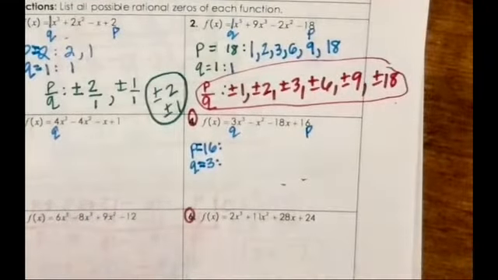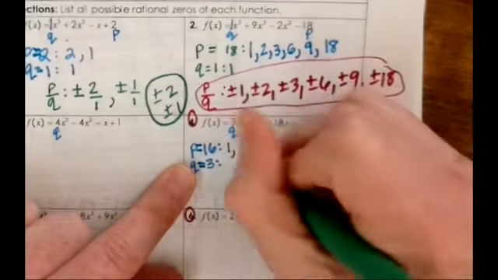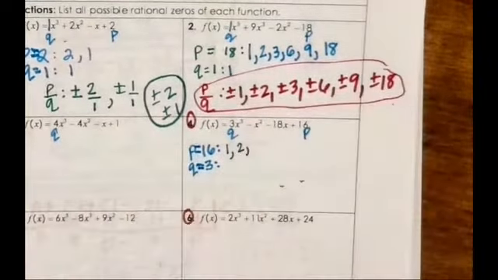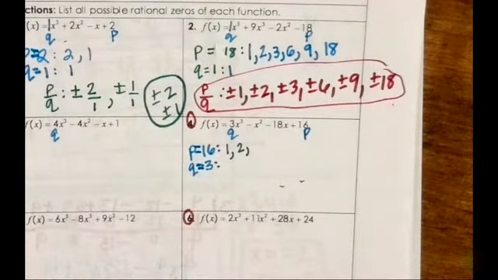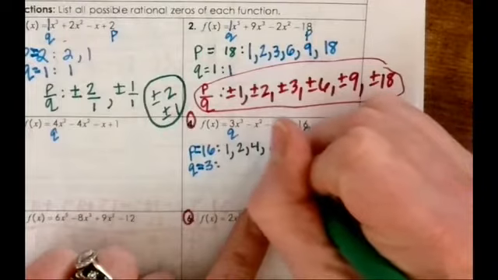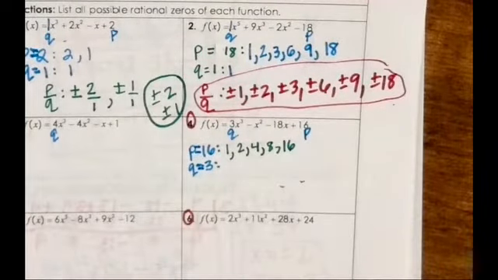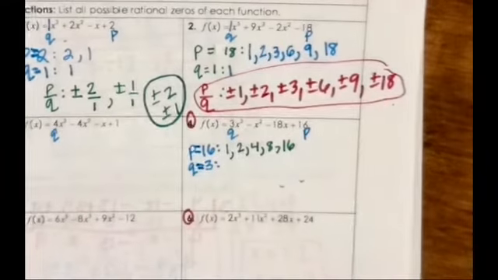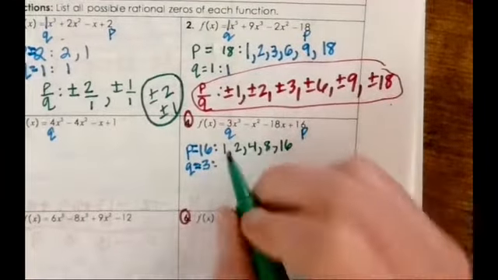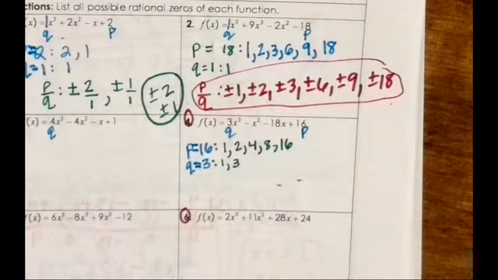So 16, 1 is obviously a factor. 2 goes into 16. 3 doesn't, so I'm going to skip it. Then 4 does. And 8 does, and 16. Okay? That's it. Factors of 3 are just 1 and 3. Okay? So what are my possibilities?